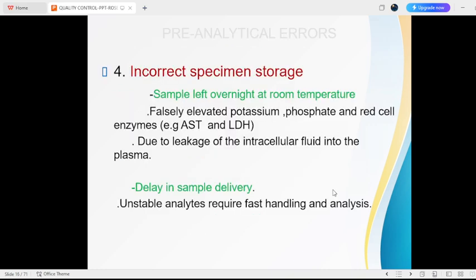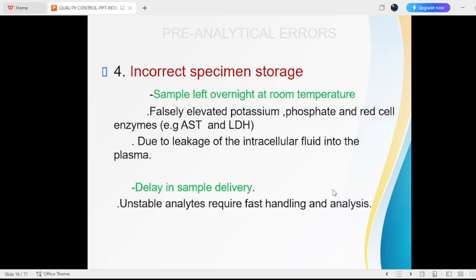Next is incorrect specimen storage. A sample left overnight at room temperature will definitely cause elevated levels of potassium, phosphate, and red blood cell enzymes like aspartate aminotransferase and lactate dehydrogenase. This mainly occurs due to the leakage of intracellular fluid into the plasma. As a result, the concentration will increase.